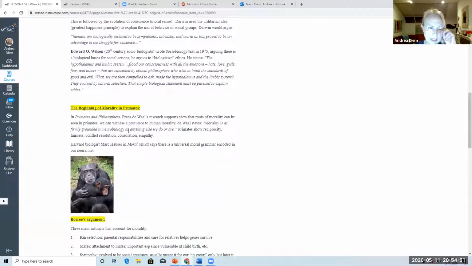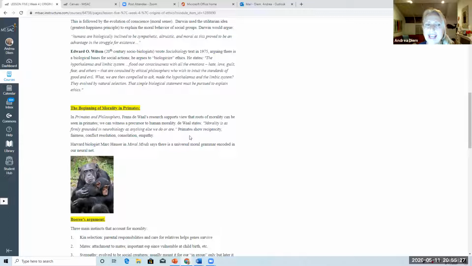Now, the beginning of morality in primates. This whole section is looking at, well, wait a second, if we see evolution explaining ethics, can we also apply that to other species? And the answer is yes. So Frans de Waal is a modern day researcher in this area. He wrote a book called Primates and Philosophers. And he said we can see the roots of morality in our nearest ancestors in the primate world, and we can witness it. He doesn't necessarily say it's equal to human morality, but it's a precursor to it. So he's careful in that.